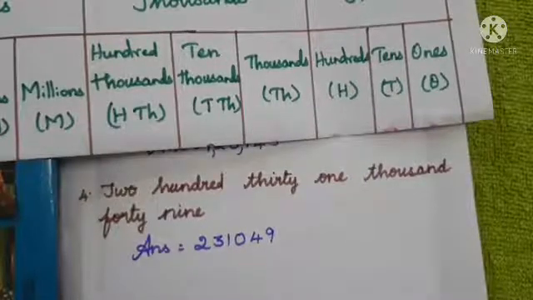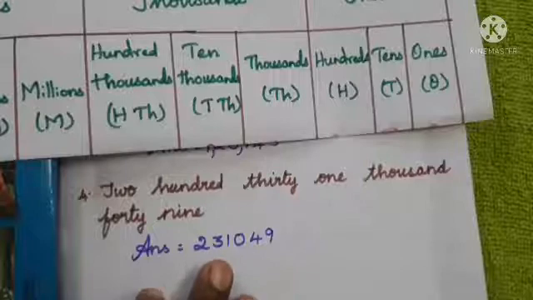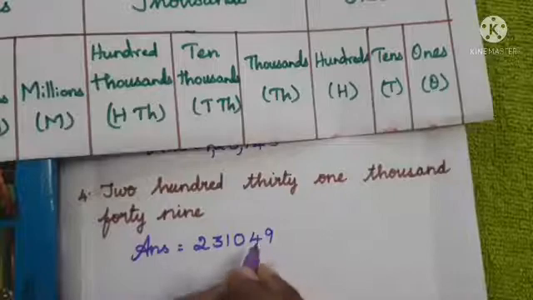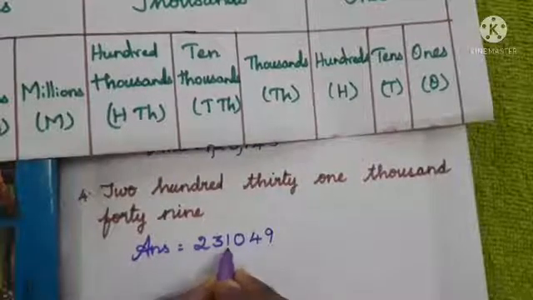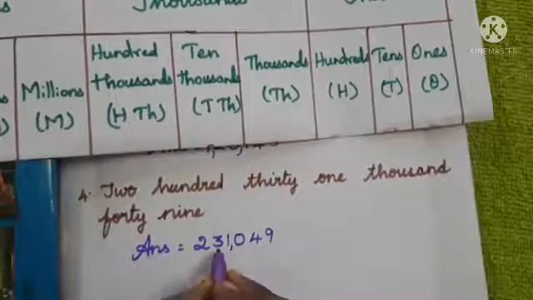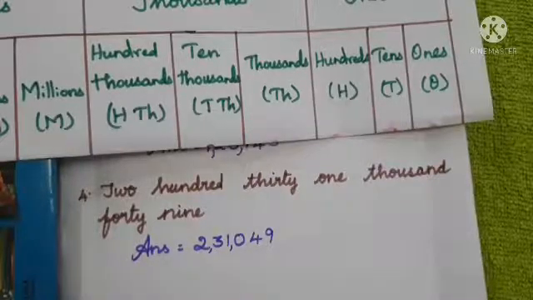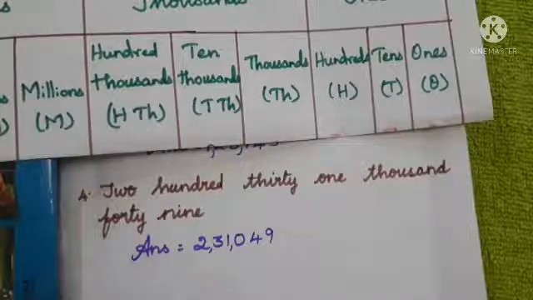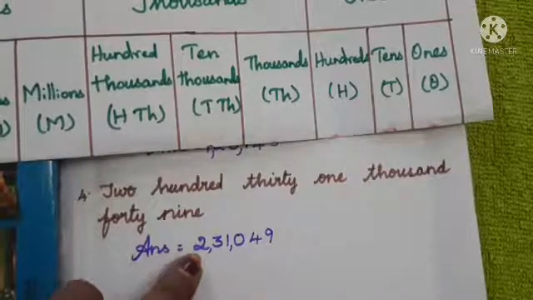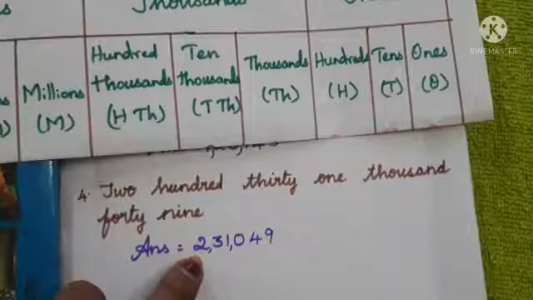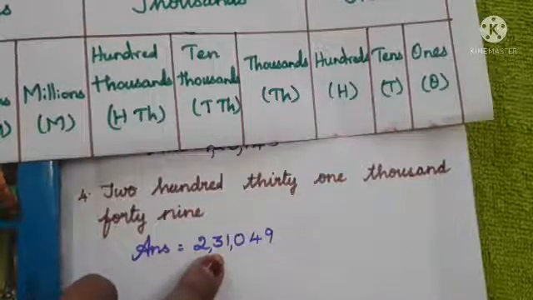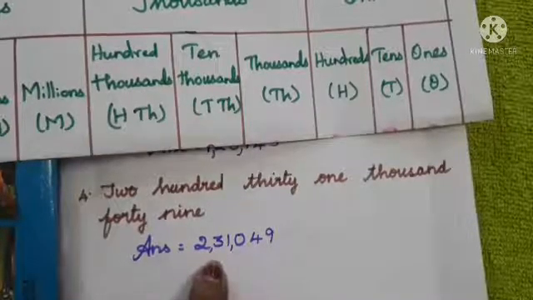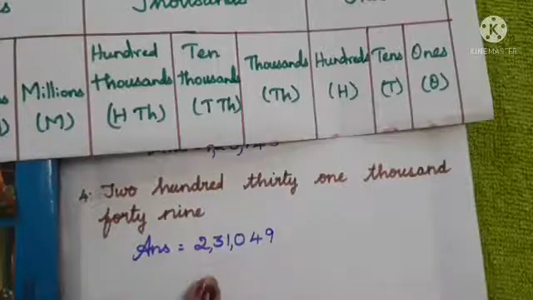Next we change this number into the Indian system. How can we make it in the Indian system? Yes, ones, tens, hundreds, afterwards we place the comma. Then thousands, ten thousands, afterwards we place the comma. So now it is in the Indian system. How can we read it now? Yes, 2 lakh 31,000, 2 lakh 31,049. Did you understand this?